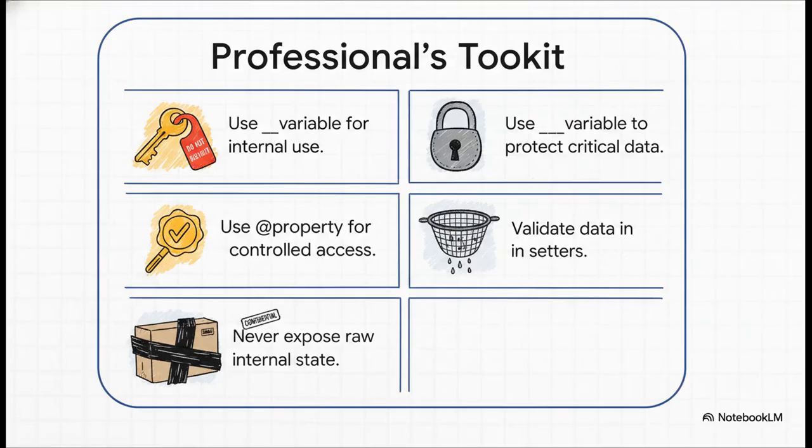So this brings us to a simple checklist for writing professional-grade Python. Use a single underscore for things that are meant for internal use. Use the double underscore to really protect critical data, especially from those inheritance conflicts. Always use @property when you need to control access to an attribute. Make sure you put your validation logic inside those setters. And here's the golden rule. Never expose the internal guts of your objects if you don't absolutely have to.